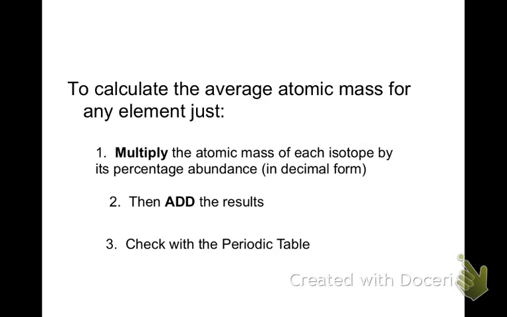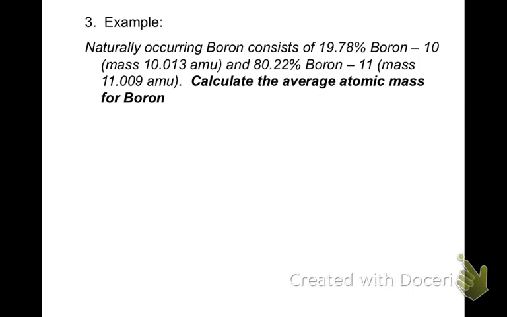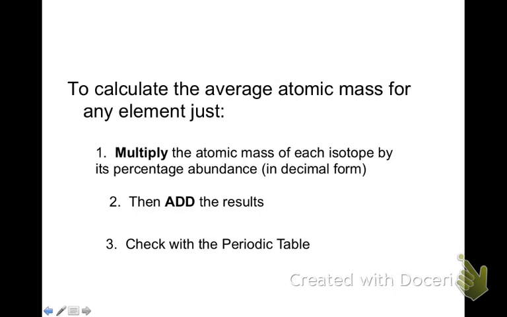So we're going to try a practice problem here together. And here is the example. It says naturally occurring boron consists of 19.78% boron-10, which has a mass of 10.013 AMU, and 80.22% boron-11, which has a mass of 11.009 AMU. Calculate the average atomic mass for boron. So we're going to go through those steps that you just saw right here. Multiply the atomic mass of each isotope by its percent abundance.